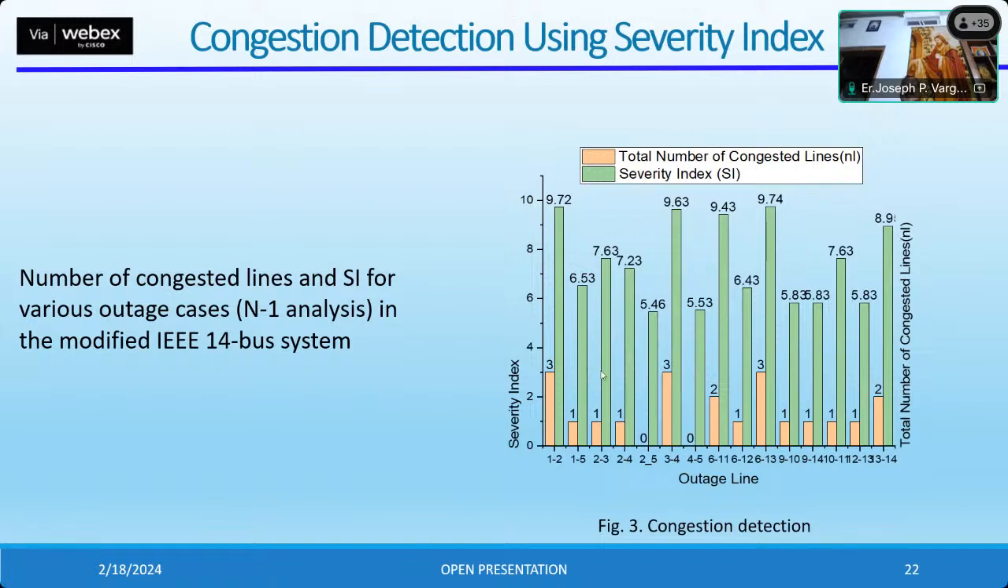congested. Similarly, the N-1 contingency analysis is conducted for each outage of this particular system, and the values are reflected in this. The top value represents the severity index of the respective system, and the yellow value represents the number of congested lines. From this analysis, it's revealed that when an outage is created in line 6-13, we get the maximum severity index. Hence, we have considered this line for further studies. Our concentration is especially on this 6-13 line.